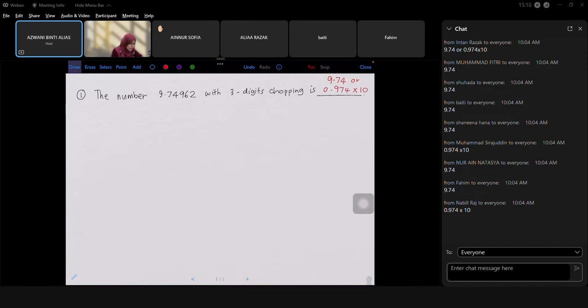Okay, so the next question. Rewrite the polynomial x^3 + 4x + 2x^2 + 1 in nested form. Okay, in nested form.